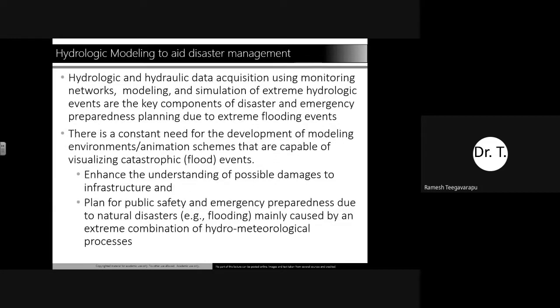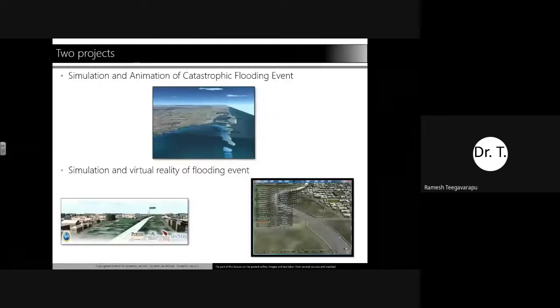Okay, let's go to the second part, which is the simulation with animation. This is the important part. We want to quickly go through this. The idea is that we need some kind of simulation models to understand. For example, we have static GIS maps which can tell us the amount of inundation and so on. But sometimes we need more than that. We need some kind of modeling or simulation environment to visualize catastrophic flood events, or some type of dangerous events where we cannot go into the field and evaluate those things.